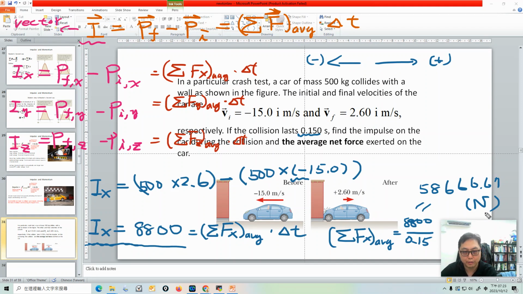Be careful, impulse is a vector. Its name sounds like a scalar quantity, but in fact, impulse is a vector quantity. That's pretty much about impulse. I hope you understand it.